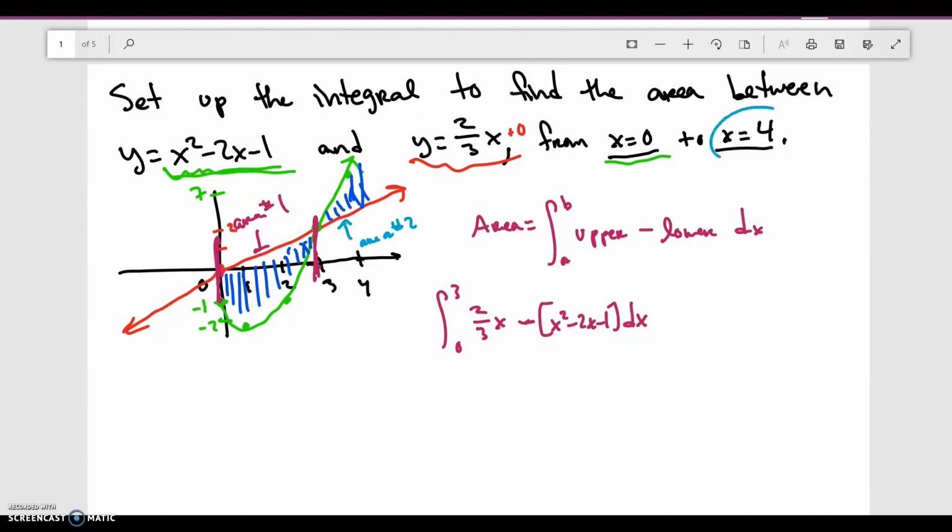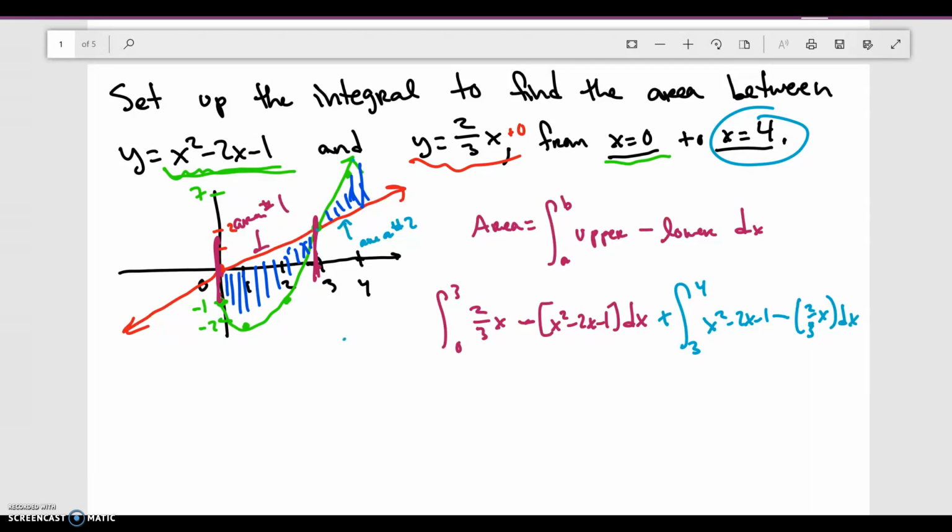Because we're still not done, we have to go all the way to 4. So now here, my parabola is much higher than my red one, so it's going to be plus the integral from 3 all the way to 4 of my green function, which is x squared minus 2x minus 1, minus my lower function, which is my red one, 2/3 x, dx.